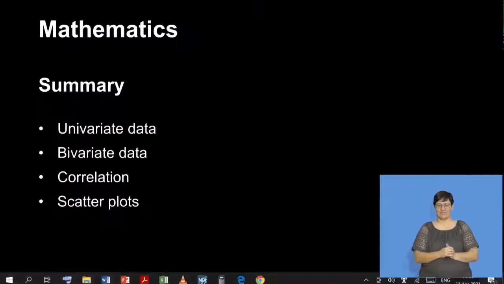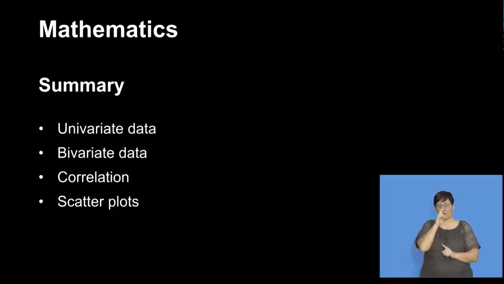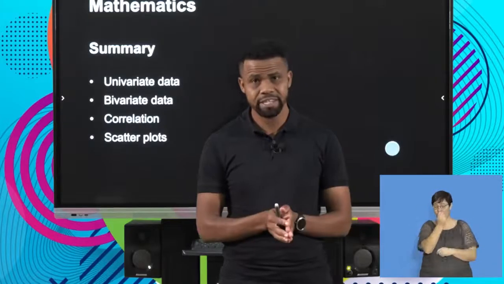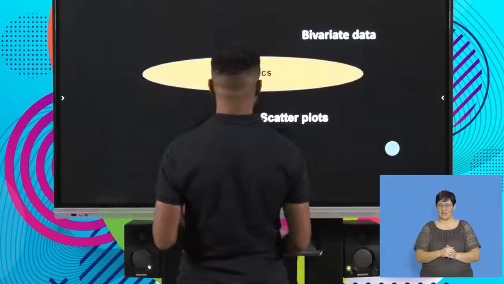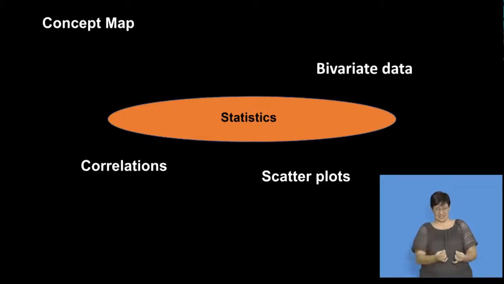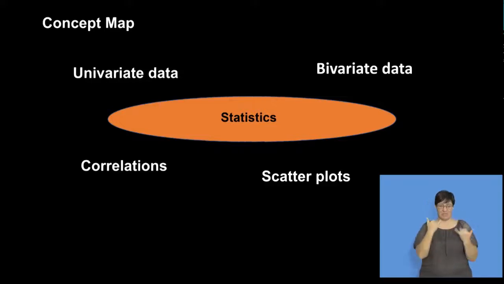Now what we have looked at: we've looked at univariate data, we looked at bivariate data, we looked at correlation, and we looked at the scatter plot. I hope this makes sense and you really understand. Then from there we looked at our statistics, and this is the concept we looked at today.